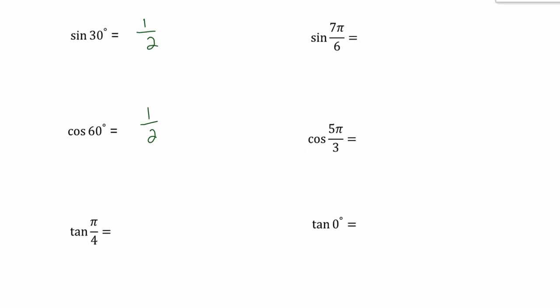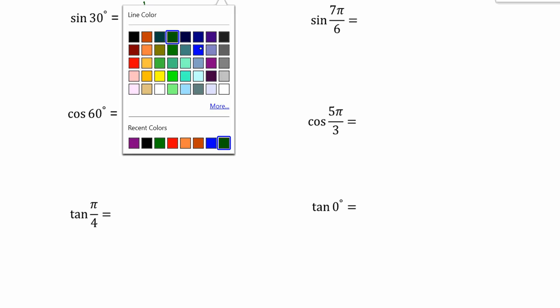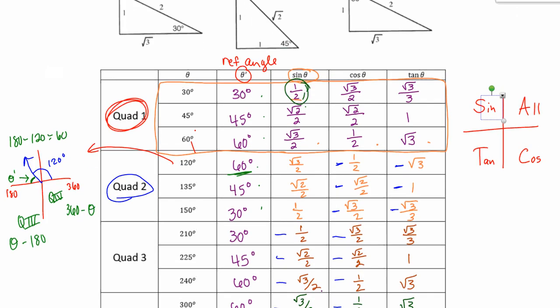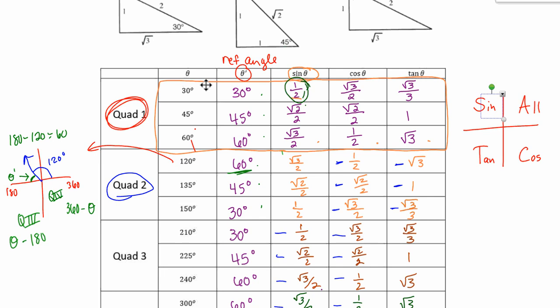Okay, tangent of pi over 4. Wait a minute, pi over 4 is radians. So in order to do this, well, two things. You can either next to all of your angles right here, you could go in and you could actually put in their equivalent radians if you wanted just to have it in a nice, easy form.